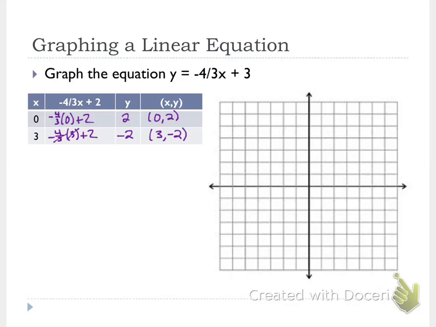So we're going to go over to our graph. We're going to go to 0 on the x-axis, go up to 2, that's a point. We're going to go over to 3, 1, 2, 3. We're going to go down to -2, that's a point. We're going to take a line and draw it through our points. Not perfect, but there you go.